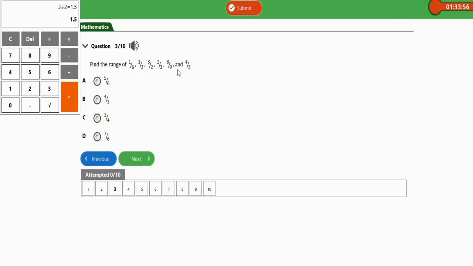Let's take the next one, 4 divided by 3. The value of 4 divided by 3 is 1.3.